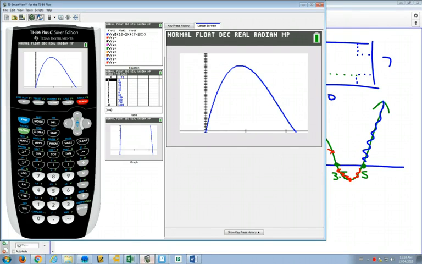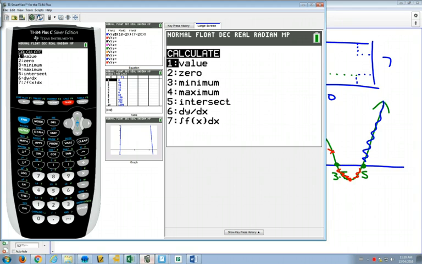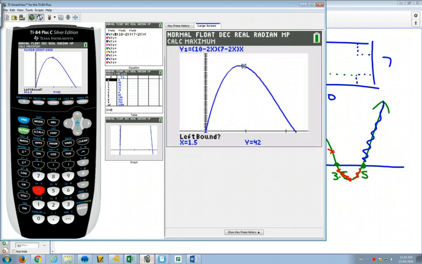So here is a calculator question. It is a calculator question. You are able to do this unless the question explicitly says, using calculus, find the maximum. But if it just says, find the maximum volume that the box can have, we've now written that equation in. You can go second, calculate, number 4, a maximum. And it looks like it's really close to somewhere between 1 and 2.